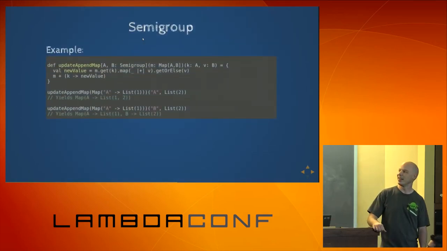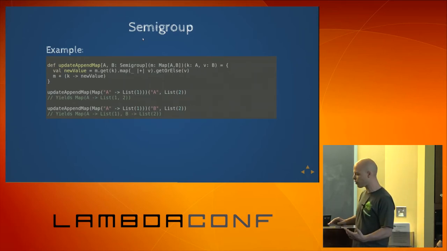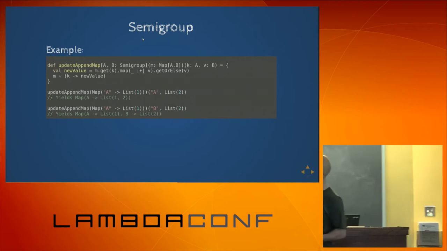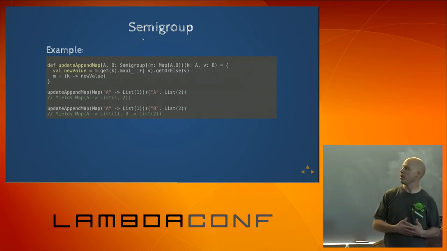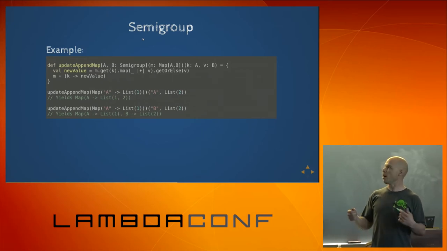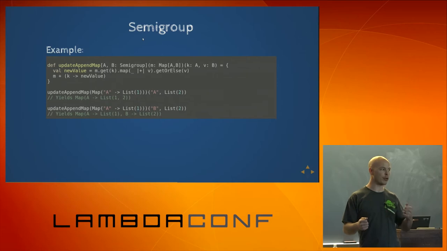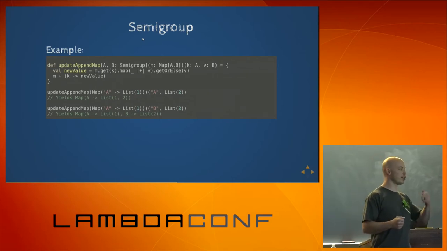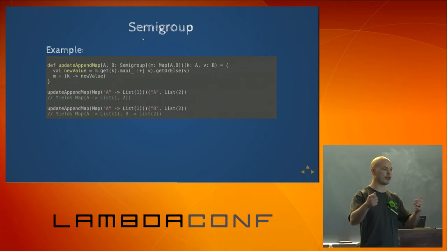So, semigroup. There are some really interesting things that you get from semigroup, and this is just one of them. I defined a little thing here that is wildly useful to me a lot of times, where if I want to update a value inside of a map, and if there is a value in there, I want to append my new value to it. If there's not, I just want to put it in there. This is something we want to do all the time.